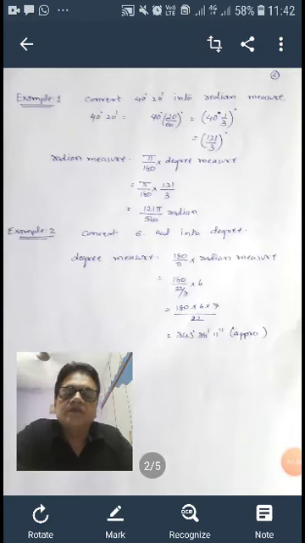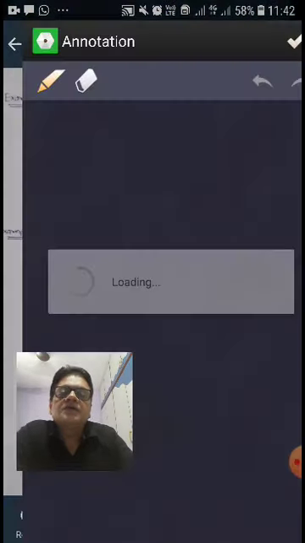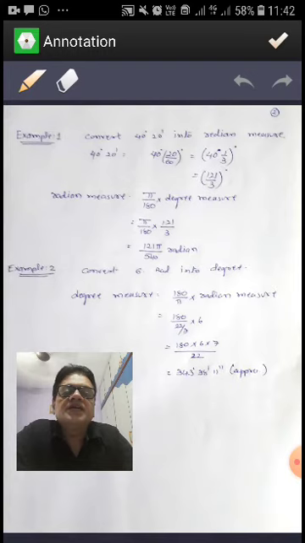Now example 1. In example 1, we want to convert 40 degree 20 minute into radian measure. First we have to convert the sum into degree. If we want to convert 20 minute into degree, then it will be divided by 60. So 20 by 60 degree, it means 40 degree and 1 by 3. So 43 is 120 plus 1. So it is a mixed fraction. We are converting it into the fraction. So 121 by 3 degree. So it is converted into degree.